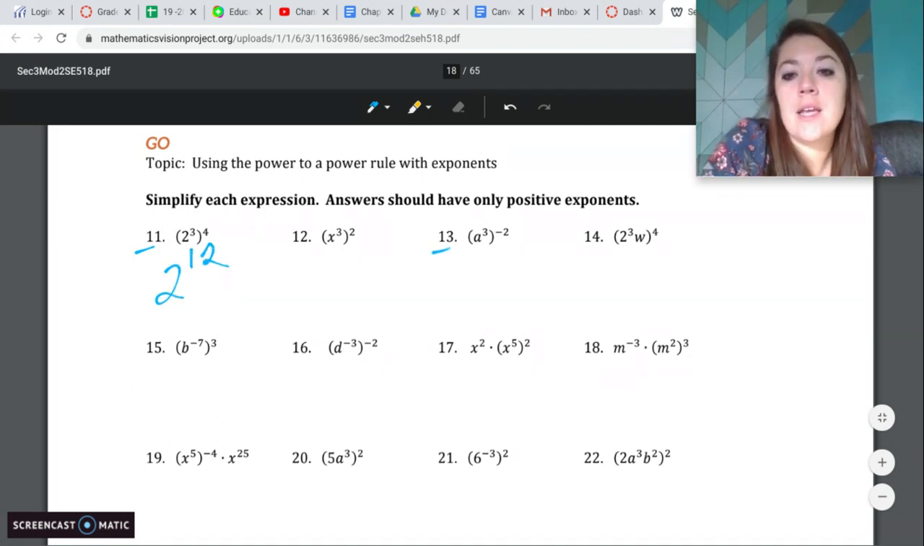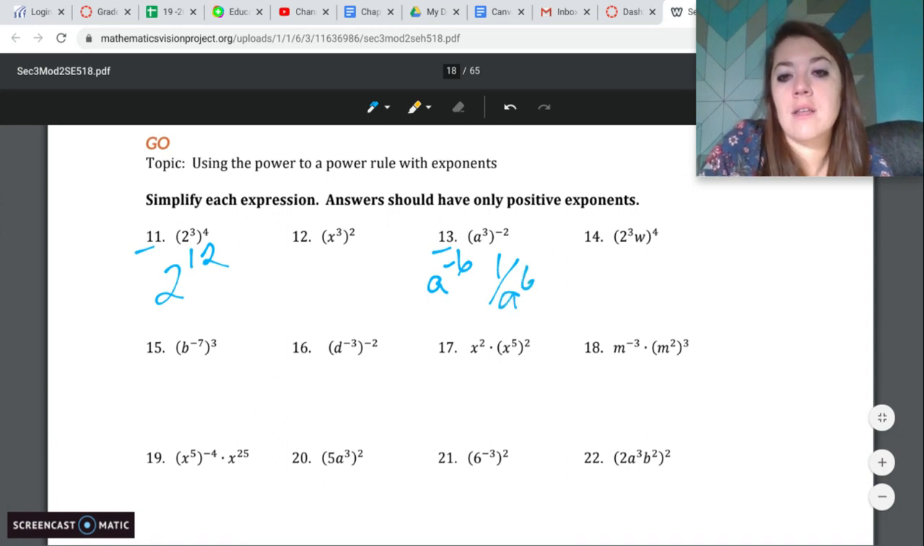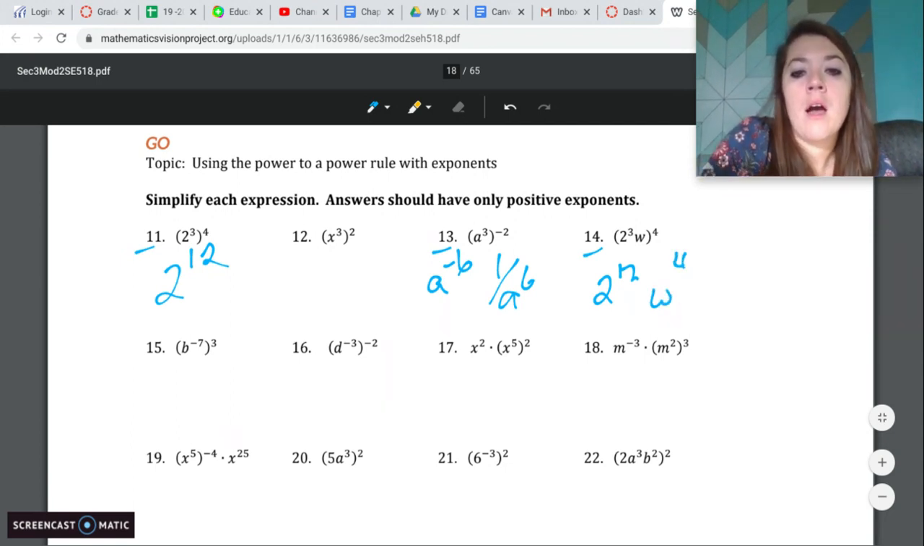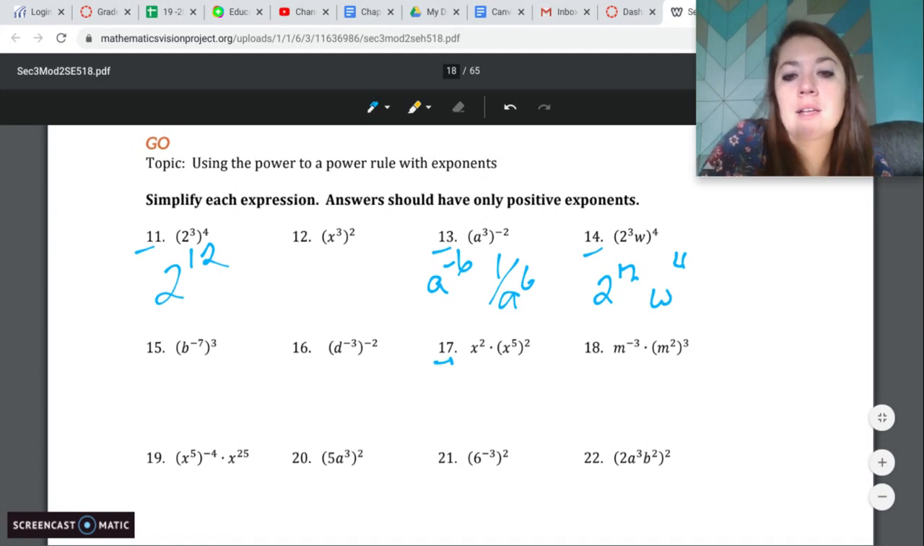For 13, we have a to the third to the -2nd. So this gives us 3 times -2 is -6, but we don't want negatives, so it's 1 over a to the 6th. 14, we have 2 to the third, w to the first, all to the 4th power. So we're going to have 2 to the 12th, w to the 4th. We just multiply.